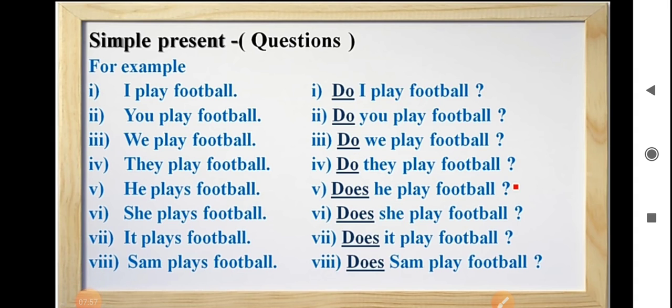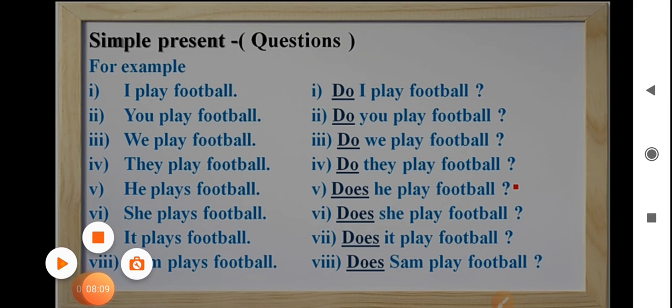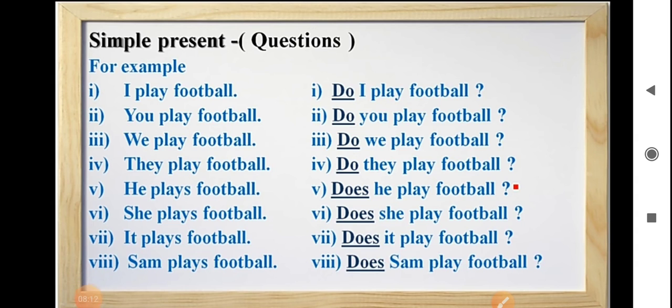For interrogative sentences, we use a helping verb as the interrogative word. The format of interrogative sentences in simple present tense is helping verb plus subject plus main verb plus object. Let's see some examples of how affirmative sentences are converted into interrogative sentences.